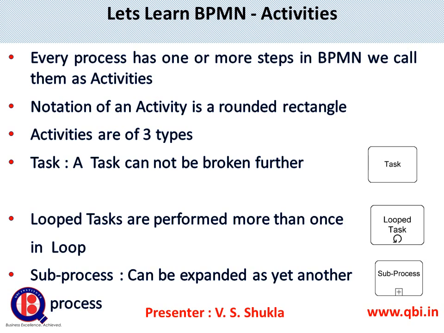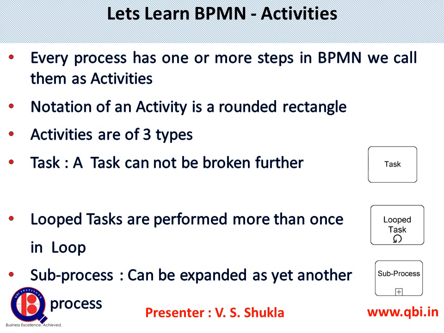In BPMN, activities are classified into three types: task, a looped task, and a sub-process. A task cannot be broken further. Loop tasks are those activities which are performed more than once in a loop. A sub-process can be expanded as yet another process.